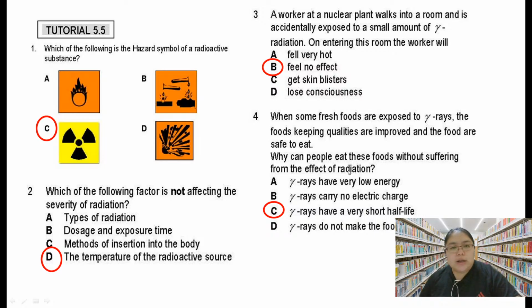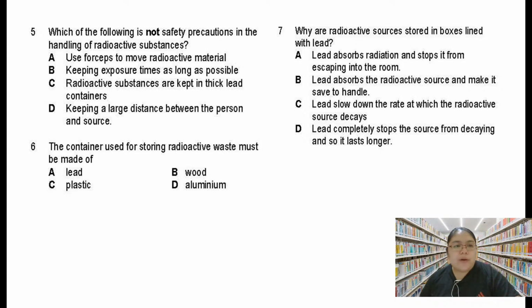Okay, then we go to number 5. Which of the following is not a safety precaution when handling radioactive substances? Okay, use a forceps, yes. Don't use your hand, use a forceps. Keeping the exposure time as long as possible. Is it yes or no? The answer should be B. You want the exposure as long as possible? So that means the answer should be B. That's not safe.